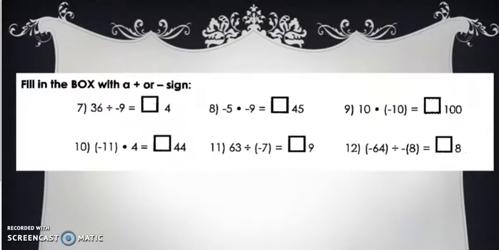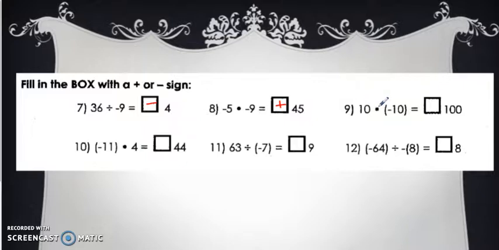The next set of examples did the multiplying or dividing for you. We need to fill in the sign. We have a positive divided by a negative. We have different signs, therefore my answer is negative. I have a negative being multiplied by a negative, therefore my answer is positive. Again, you don't need to put the plus sign, but you are welcome to do so.